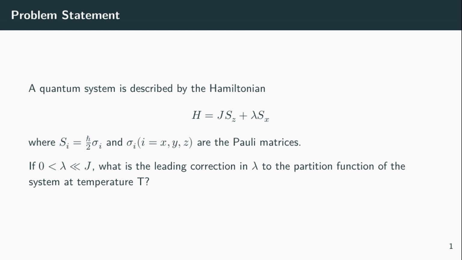Now Si is defined as h bar over 2 times sigma i, where sigma i are the well-known Pauli matrices for i being x, y, and z. The important condition here is that lambda is much smaller than J and both are greater than 0. Our goal is to figure out the main correction, or the leading correction, to the system's partition function due to the small lambda term, assuming a temperature T.